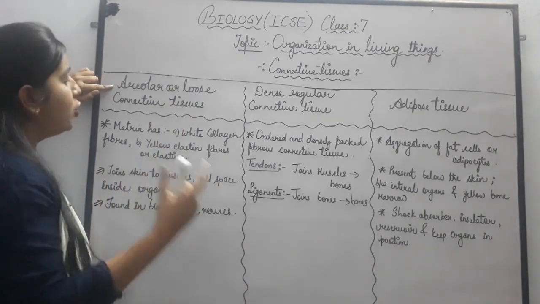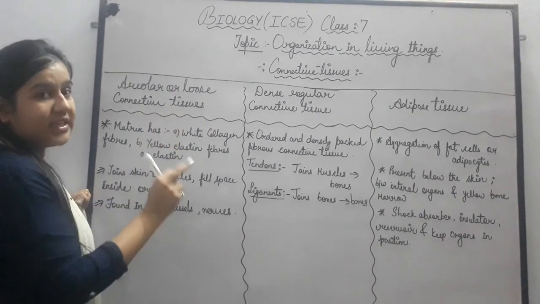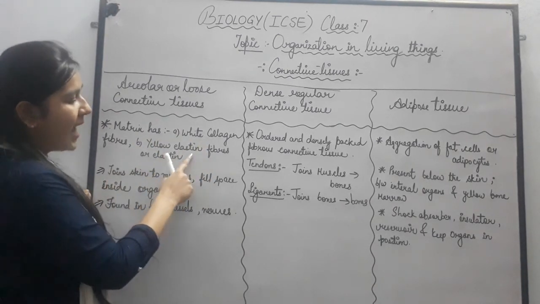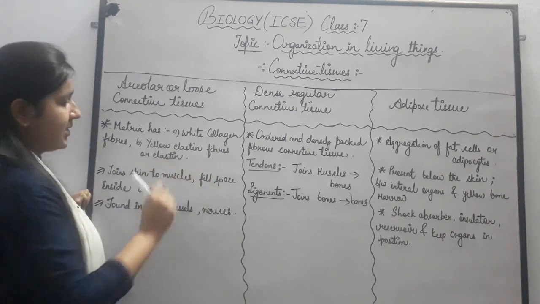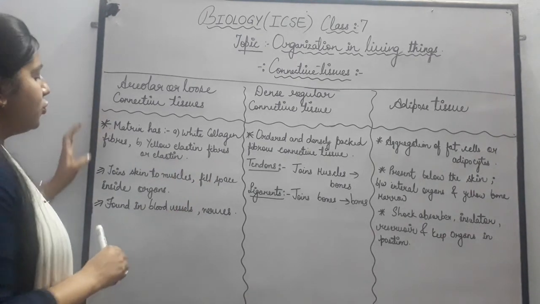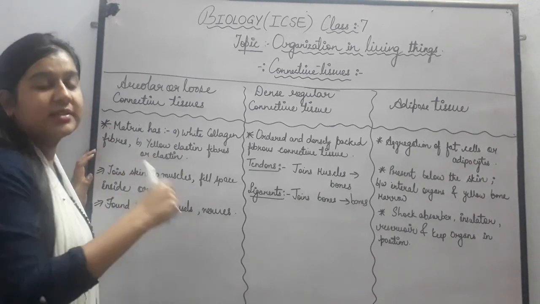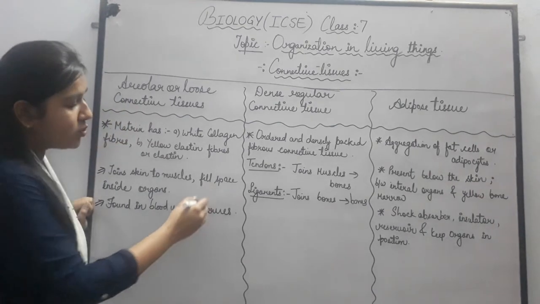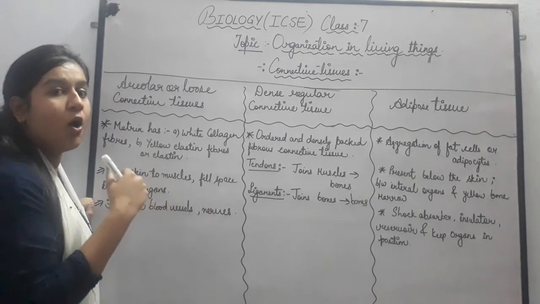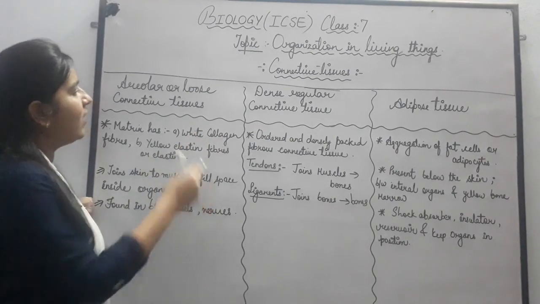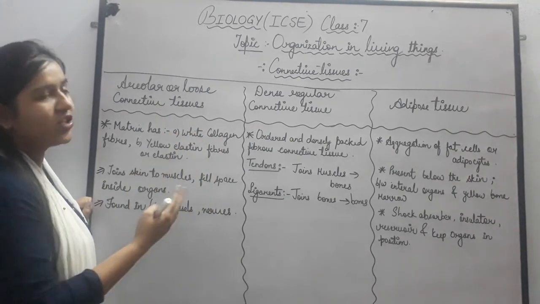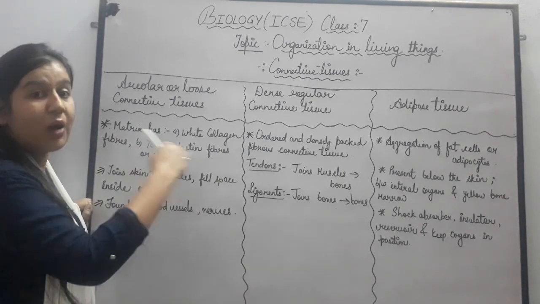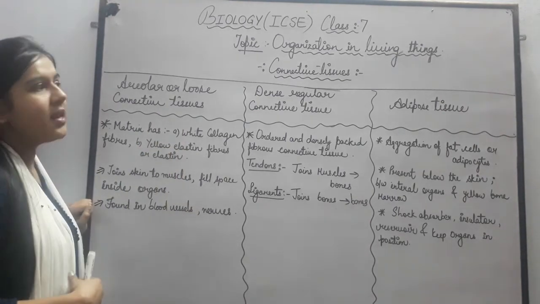They are very loose, and the cells of these tissues have 2 types of fibers: white collagen fibers and yellow elastin fibers. These tissues are generally used to join skin to the muscles. Skin is joined to the muscles with the help of these tissues, and they also help to fill the spaces between the organs. The space between 2 organs is filled by such types of tissues. They are generally found around blood vessels and nerves. Around the blood vessels and around the nerve cells, these types of tissues are present.